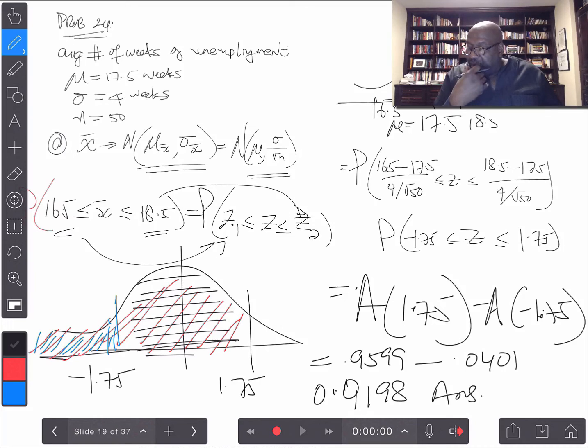Okay. The question is saying, what is the probability that a simple random sample of 50 unemployed individuals will be within half a week of the population mean? That is exactly the same thing. And so we don't really need to do that one. But let's do this one instead.